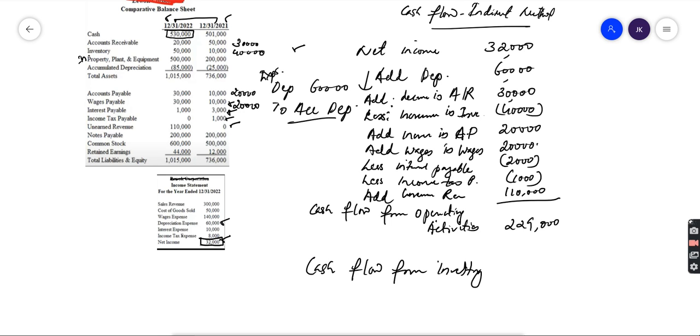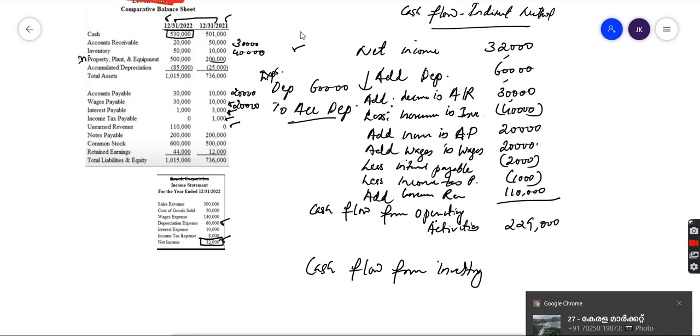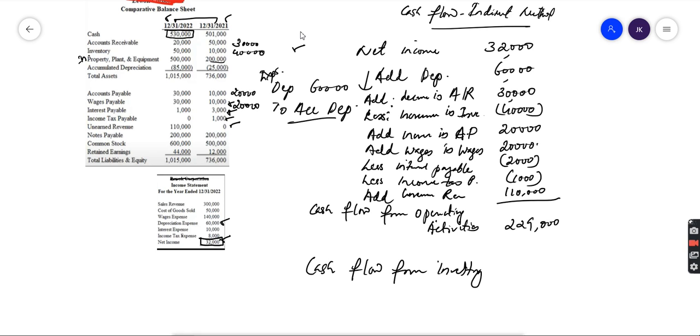For cash flow from investing, you have to check this portion. This is investing. So basically, you had the property, plant and equipment (PPE) sitting at 200,000. On that you had 60,000 depreciation, so it should have been book value 140.